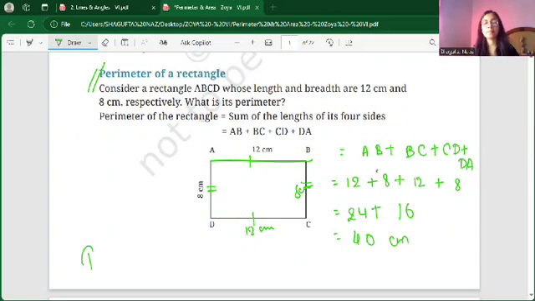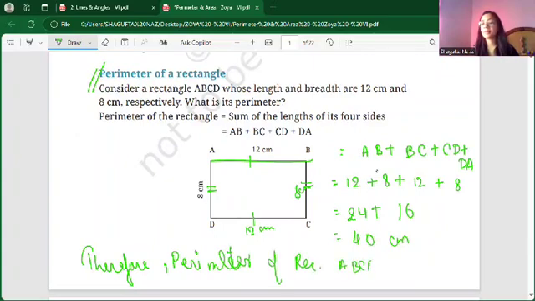Therefore, the perimeter of rectangle ABCD will be 40 centimeter. Is that clear? ABCD will be 40 centimeter. This is what we have as the perimeter of the rectangle. So this is the normal method, adding the sum of all the sides of a rectangle.